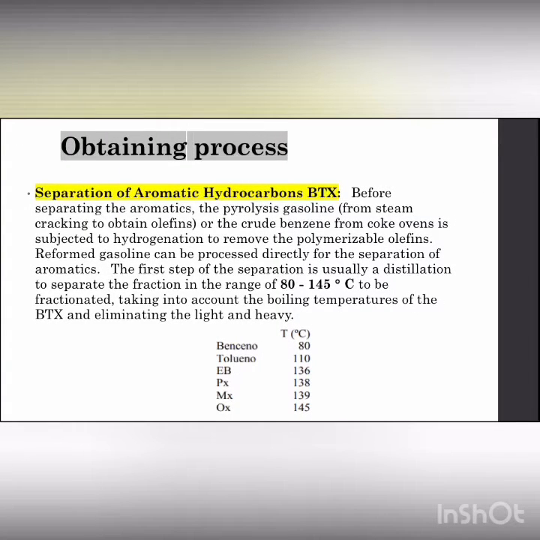Obtaining process: separation of the aromatic hydrocarbons BTX. Before separating the aromatics, the pyrolysis gasoline from steam cracking to obtain olefins, or the crude benzene from coke ovens, is subjected to hydrogenation to remove the polymer olefins. Reformed gasoline can proceed directly to the separation of aromatics.